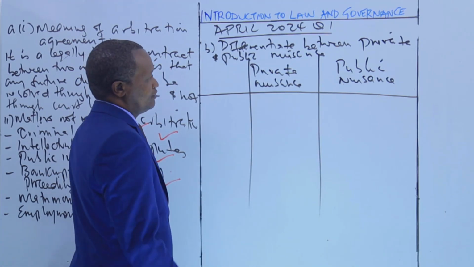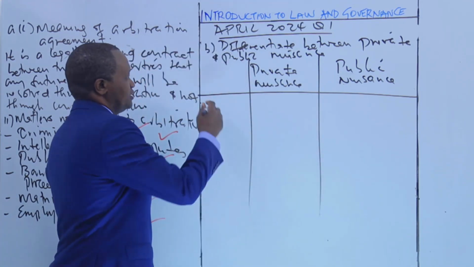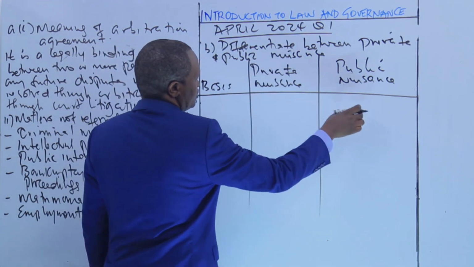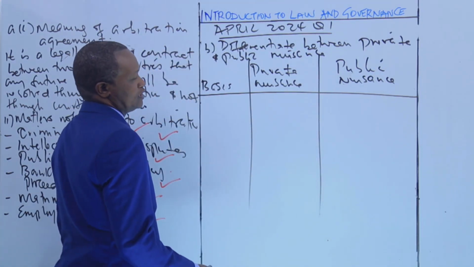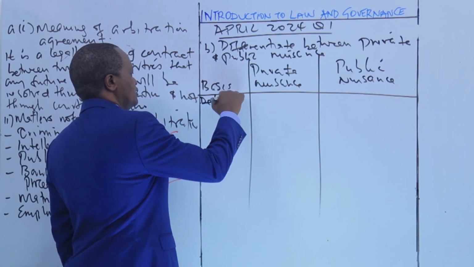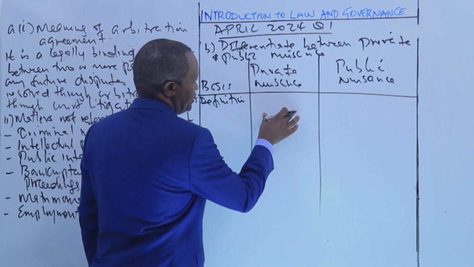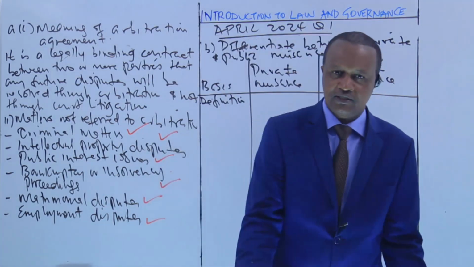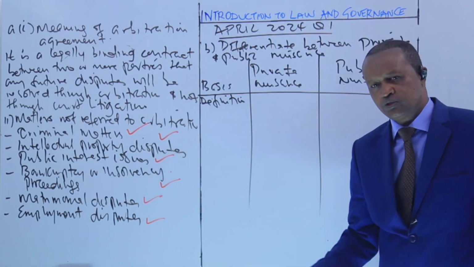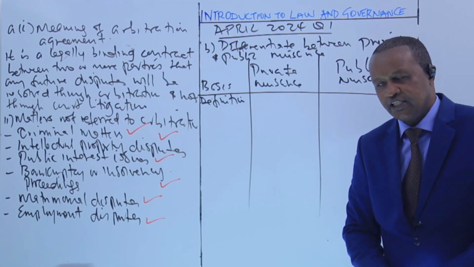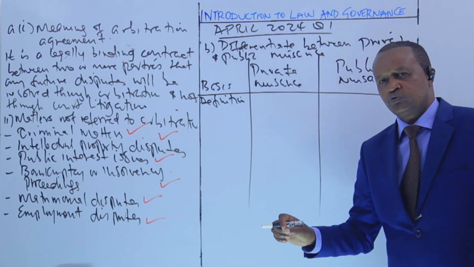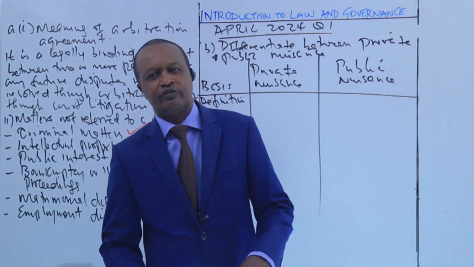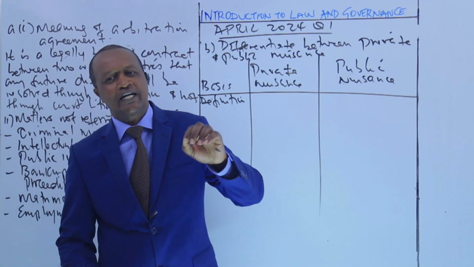Okay, so you can have one column for the basis of the difference, then you have the two terms. And one basis for distinguishing terms is just by definition. If you define private nuisance and define public nuisance, that definition will bring out one difference. So a private nuisance is an unlawful interference with a person's use or enjoyment of their land or some right.